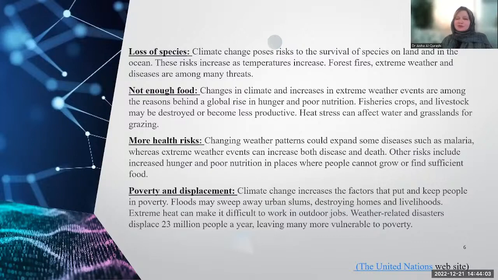Poverty and displacement also increase, because a lot of people might lose their houses and properties because of floods, and the droughts affect the farmers and also people's jobs, because of the high temperature. They cannot always work in outdoor jobs. So that all leads to more poverty, besides, of course, the fact that floods can destroy whole cities.